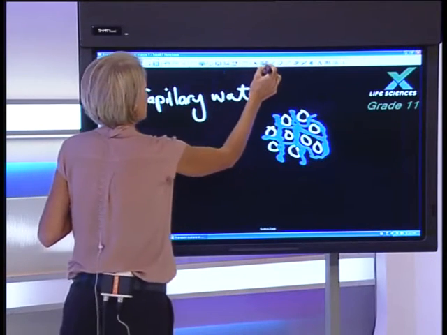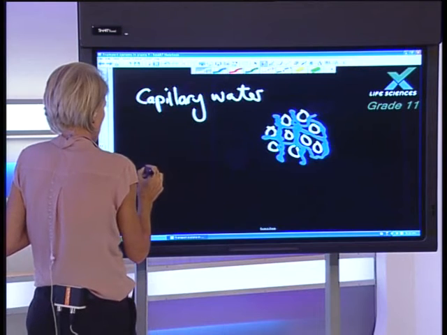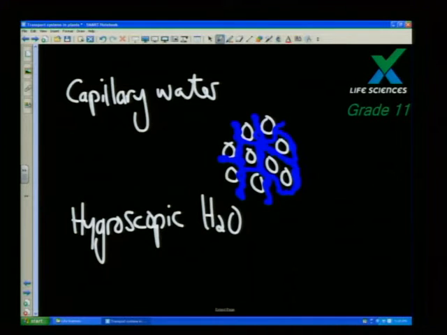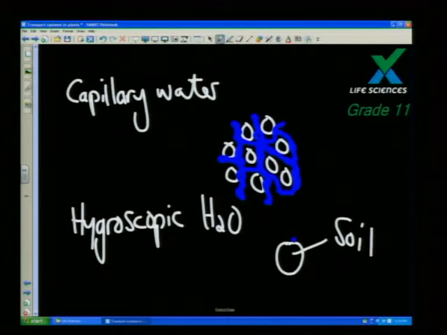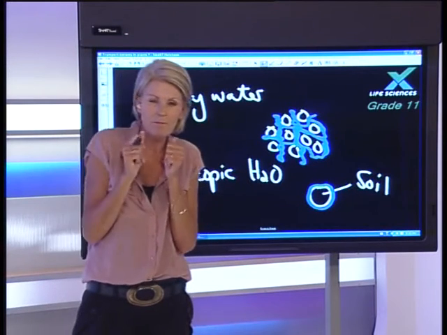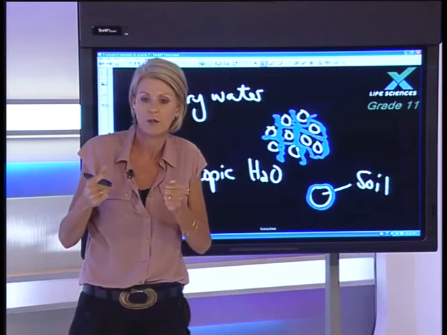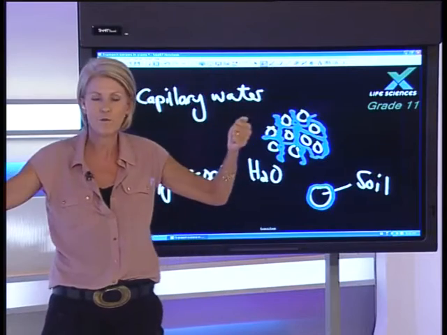Okay. The second type of water that you get is the hygroscopic water. And hygroscopic water means if this is a little soil particle, it's the thinnest layer of water that sits around that little soil particle. And it sticks to that soil particle pretty much with the same kind of force as static electricity when you take a jersey off and your hair goes funny.